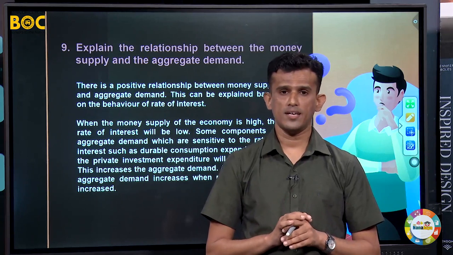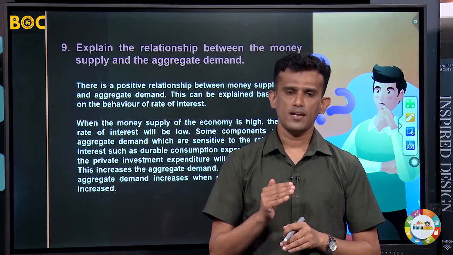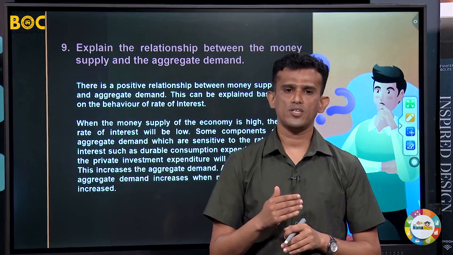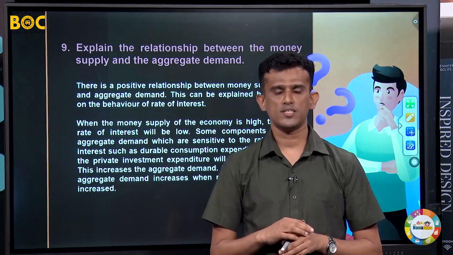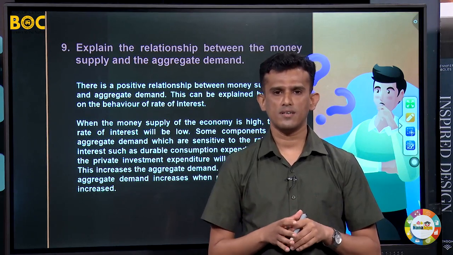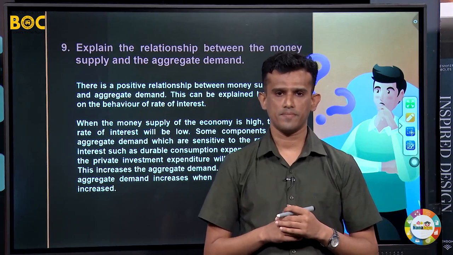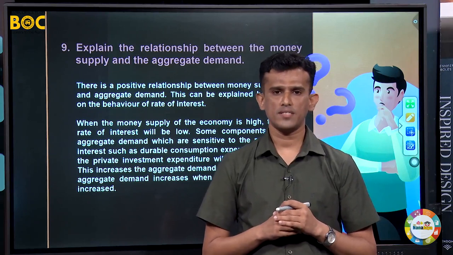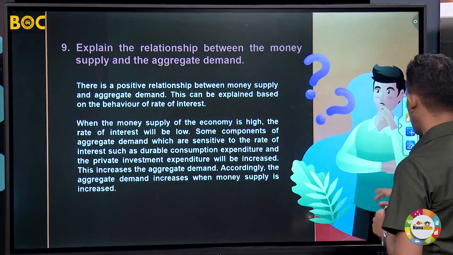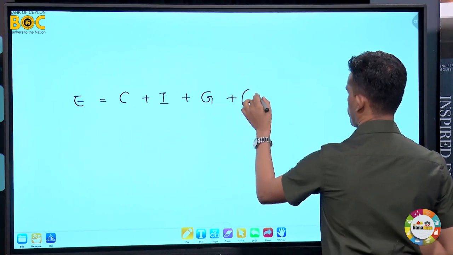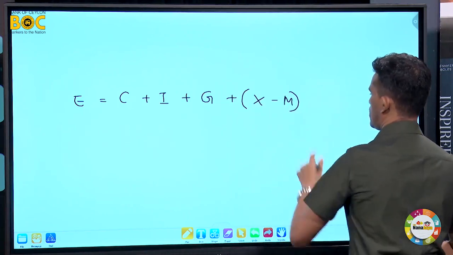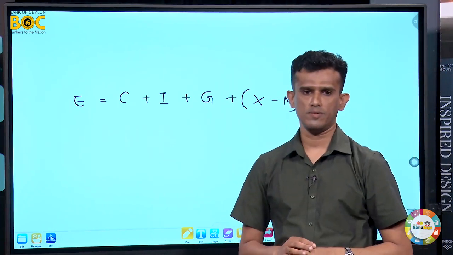What do we mean by the aggregate demand? Aggregate demand refers to the total planned expenditure on goods and services by all the economic units at different price levels. So we know that aggregate demand comprises of four components. What are the components of aggregate demand or aggregate expenditure? Consumption expenditure, investment expenditure, government purchases, and then the net exports are the components of aggregate expenditure.